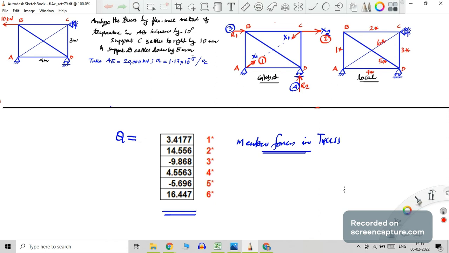Then 3 star, that is CD, is compressive. 4 star is AD, member AD, that is tensile. 5 star is a diagonal member BD, so that is compressive. Then AC, which we had selected as redundant. You can select AC or BD as redundant, no issue. You can select for that matter even AB as redundant. Then everything will be clear.